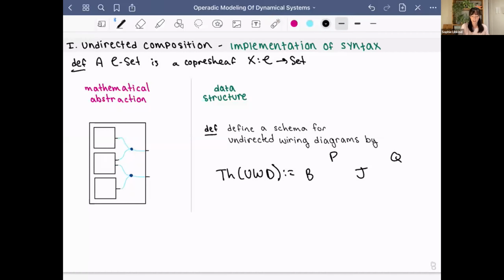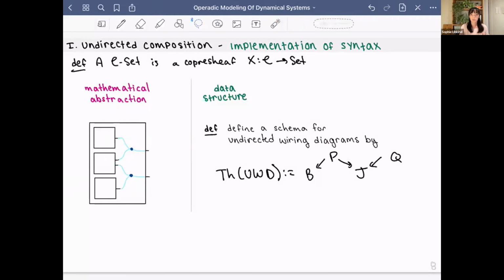And every port belongs to a box, and every port also needs to attach to a junction, and every outer port also needs to attach to a junction. So this is our schema for undirected wiring diagrams, and it captures the information that we need to define an undirected wiring diagram.